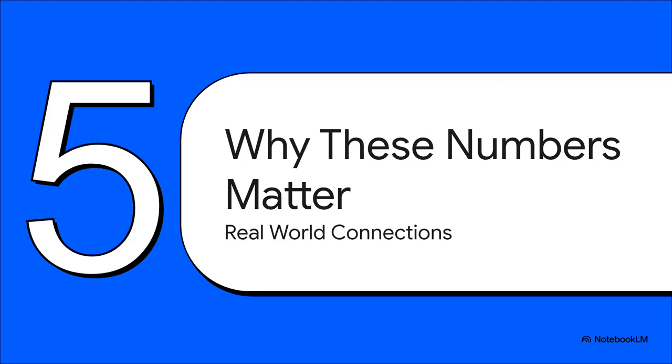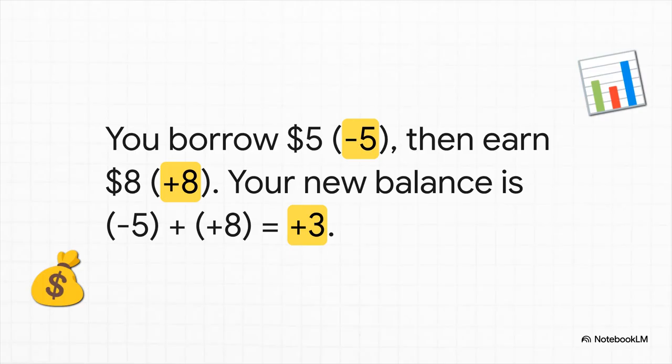So we've gone through all these rules, but why? Why does any of this matter? Let's bring it all back to the real world. Let's put this all together. Imagine you borrow $5 from a friend. Your balance is now -5. But then you sell 2 things for $4 each. That's a gain of $8. So where are you at? You have -5 plus +8. Using our rule, the difference is 3 and the bigger number was +8. So your new balance is +$3. See? Those rules just helped you figure out your finances.